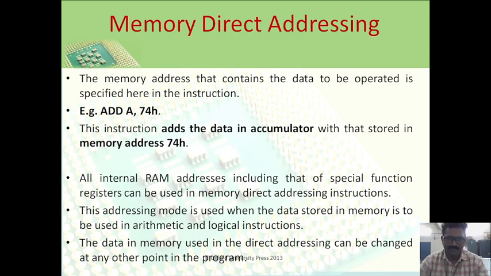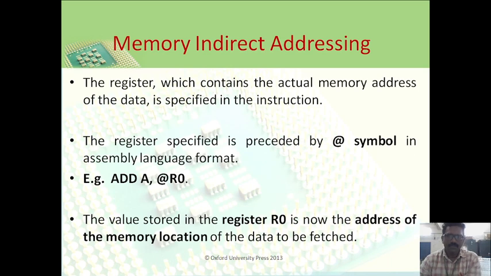Next, memory direct addressing mode. The memory address that contains the data to be operated on is specified in the instruction. Example, ADD A, 74h. This instruction adds the data in the accumulator with that stored in memory address 74h. All the internal RAM addresses, including the special function registers, can be used in memory direct addressing instructions. This addressing mode is used when the data stored in memory is to be used in arithmetic and logical instructions. The data in the memory used in the direct addressing mode can be changed at any other point in the program.